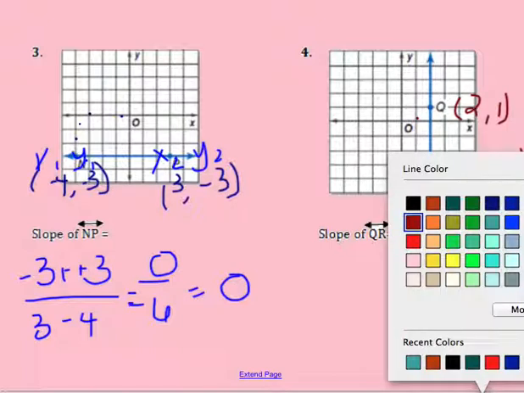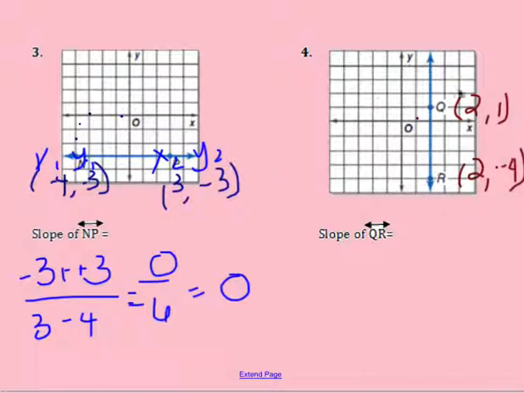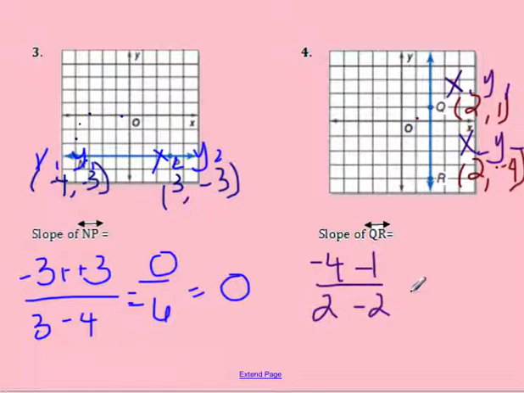So let's go ahead and let's label our points. So we have x1, y1, x2, y2. So I have y2 minus y1 over x2 minus x1. So I get negative 5 divided by 0. So now I have negative 5 divided by 0. That just really doesn't make any sense.